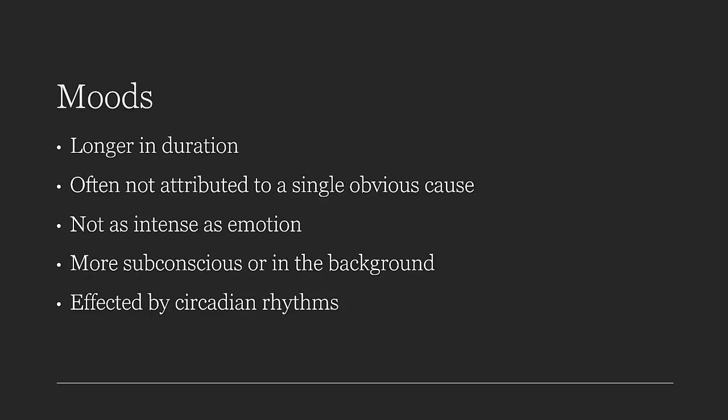And moods tend to be affected a lot by our circadian rhythms, whereas emotions aren't necessarily as much. So I could have an emotional outburst about something in the morning or in the evening or late at night, but moods fluctuate with our circadian rhythms in predictable ways. And there seem to be some cultural universalities to those rhythms.